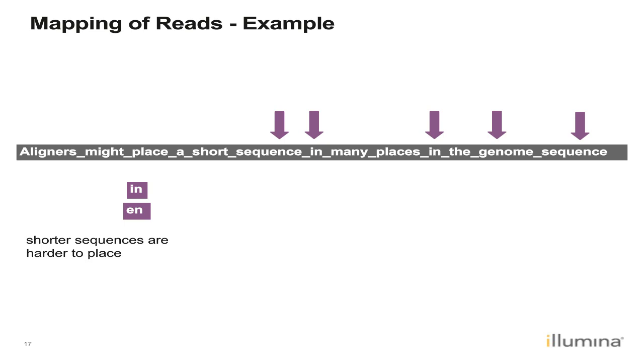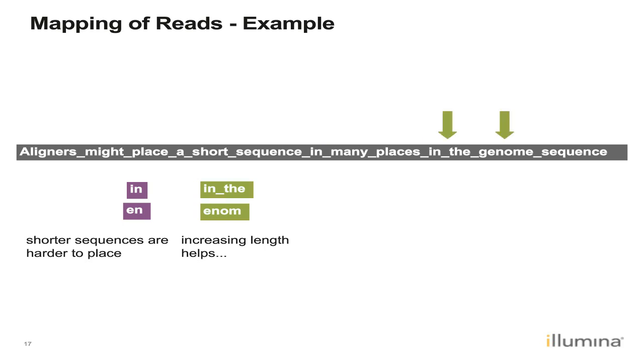So we could sequence with a longer read length. By increasing the read length, we now have "in_the" and "enome", and those can only align to one location, and that's right here. So that's good. In that particular example, we're able to increase the read length and then increase the likelihood that we're going to place it in the correct location.